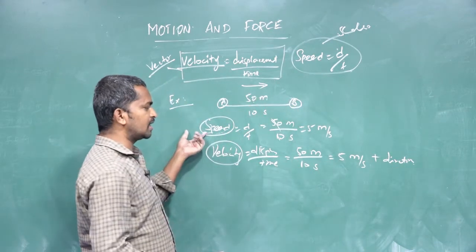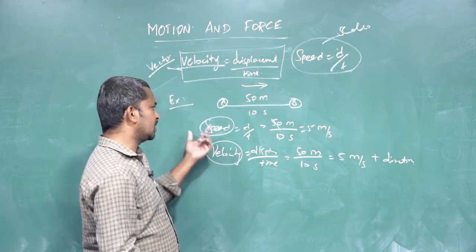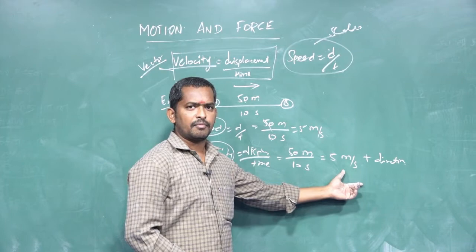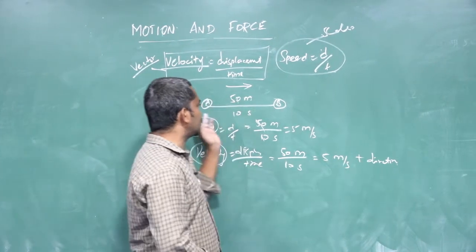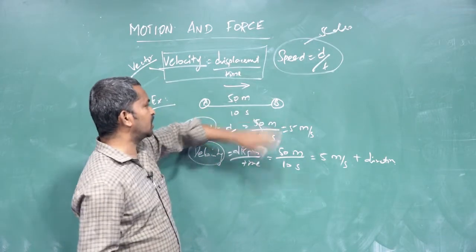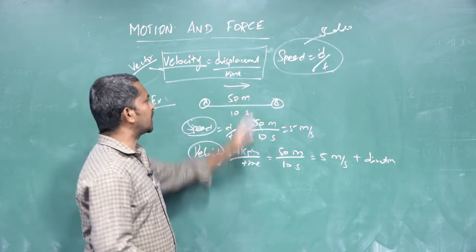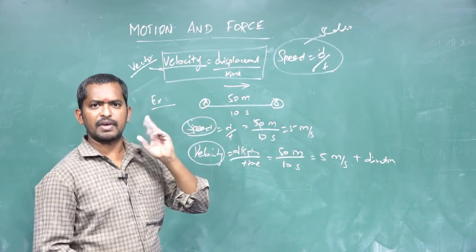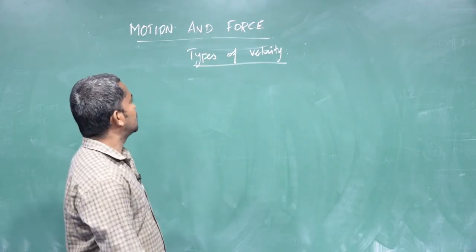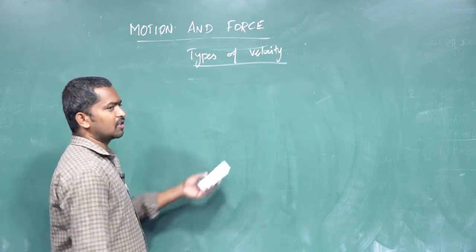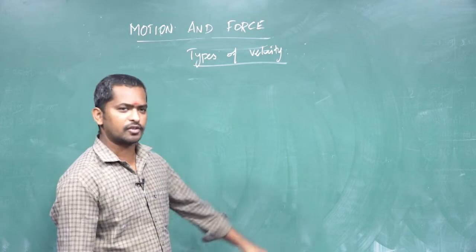This is a scalar quantity, this is a vector quantity. Speed is 5 meter per second, velocity is also 5 meter per second. But we must indicate the direction, A to B or B to A. So that is the difference between speed and velocity. Speed is equal to distance divided by time, velocity is equal to displacement divided by time. Next is types of velocity: uniform velocity, non-uniform velocity and average velocity.